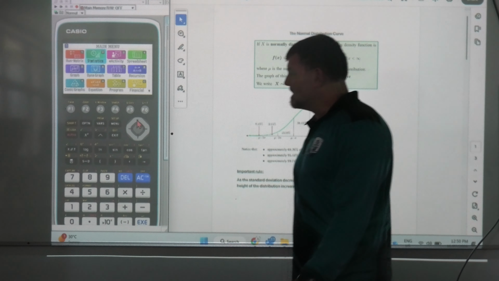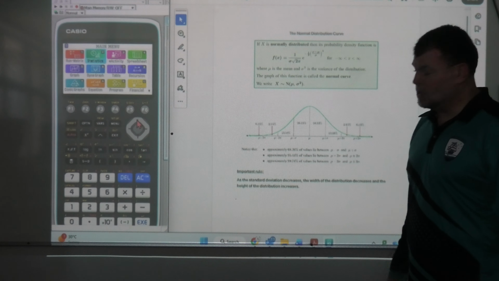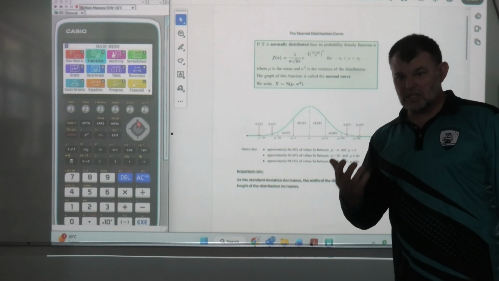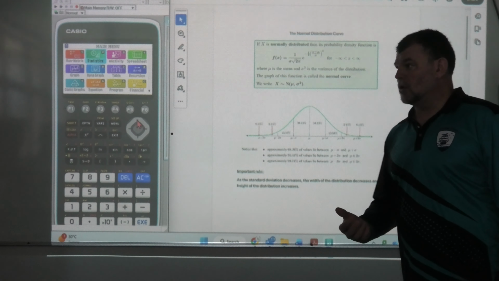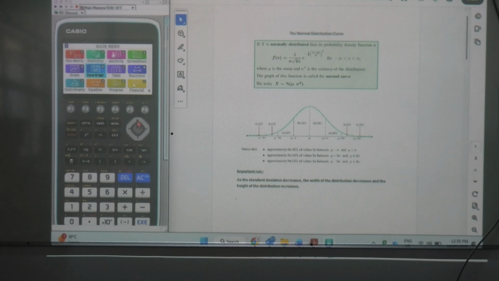And what we're going to be doing today is using our graphics calculator along with our understanding of the normal distribution curve to solve functions and using correct terminology. So let's get into a question.